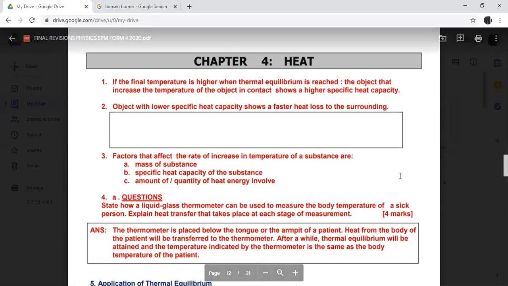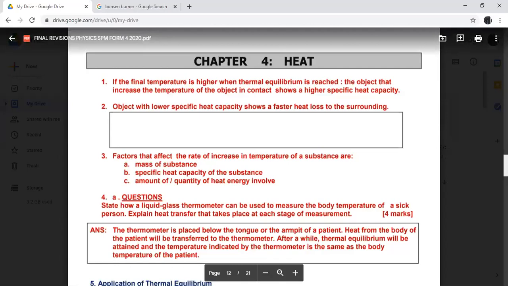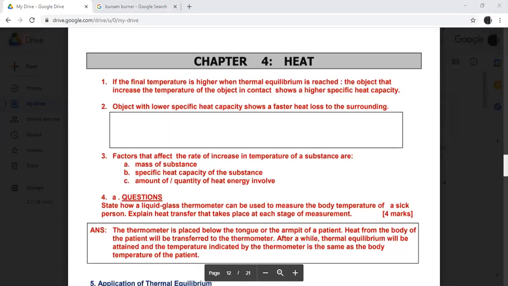Okay, when you look at chapter 4, first you have to look at what thermal equilibrium is, the definition of thermal equilibrium, and then you must understand how to look at the idea of thermal equilibrium. Then the object that shows an increase in temperature in this context has a higher specific heat capacity. You must know that also.